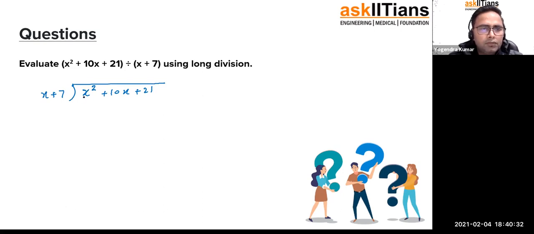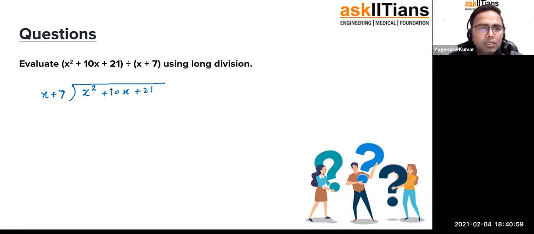First of all, write the terms in order. If any missing term is there, I mean x square is there, x power 1 is there, and x power 0 is there. We need to write the polynomial in the standard format, in decreasing order. And if any term is missing, suppose it is x square plus 21, and there is no x term, right? You add it, 0 times x. You add that term. If you do, you can avoid these silly mistakes there, right?